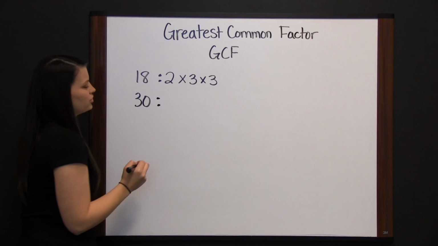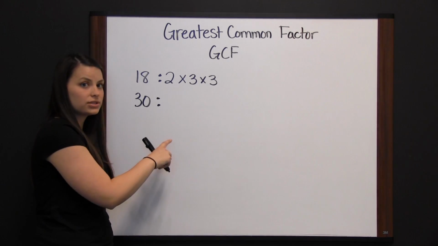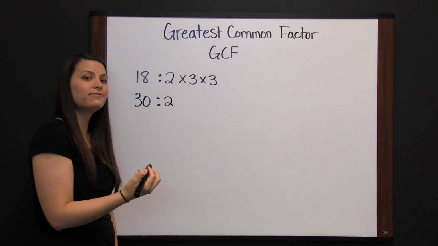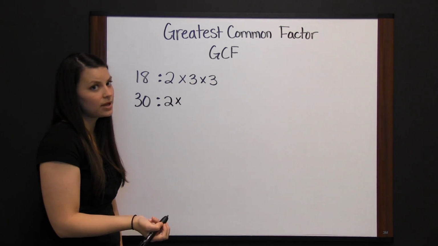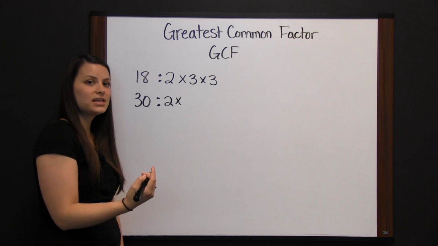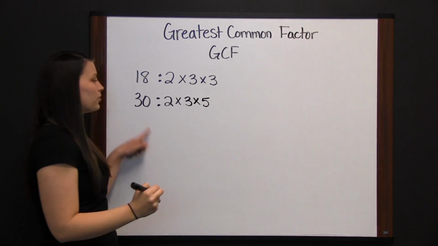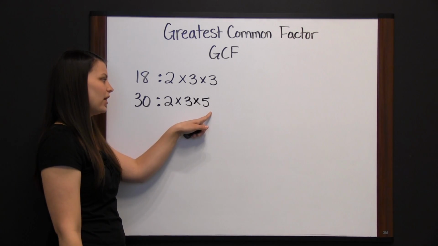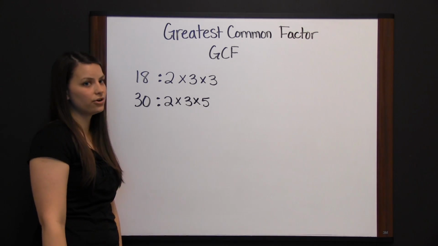The prime factorization of 30. 30 is divisible by 2 also, since it's even. So 2 times 15 would be 30, but 15 is not prime. So we have to break it down into its prime factors. And 15's prime factors are 3 times 5. So the prime factorization of 30 is 2 times 3 times 5. 2 times 3 is 6, and 6 times 5 is 30.